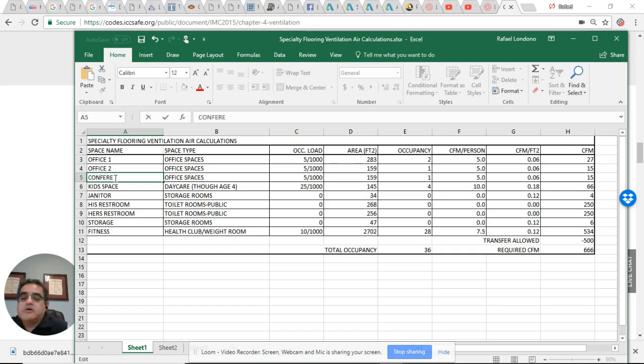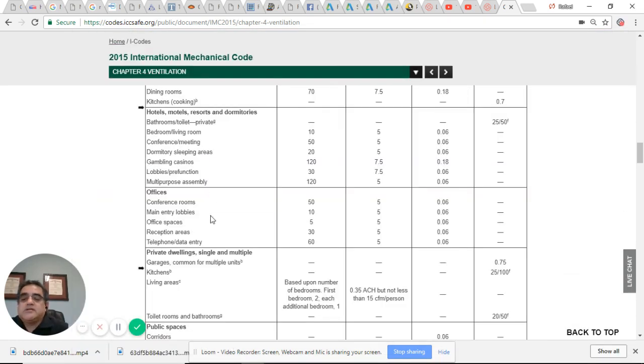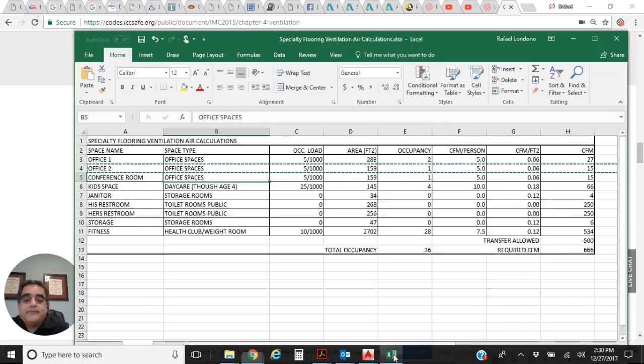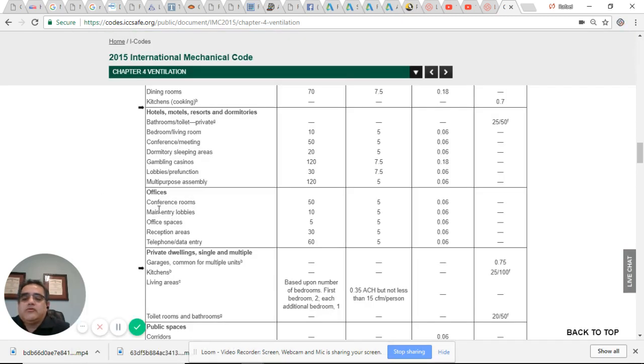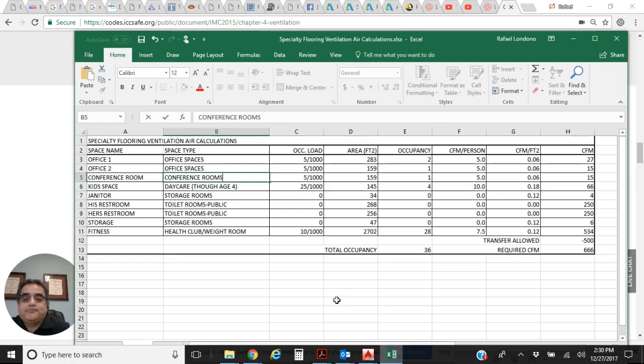Now, we are in a conference room. Of course, it is not an office space anymore. It has a separate category. It's called conference rooms. So I'm actually going to type that instead of office spaces. Conference rooms, the way it's written there. Now I'm not just repeating the name of the space. I'm actually typing in there whatever is written here. Conference rooms, office spaces, etc.